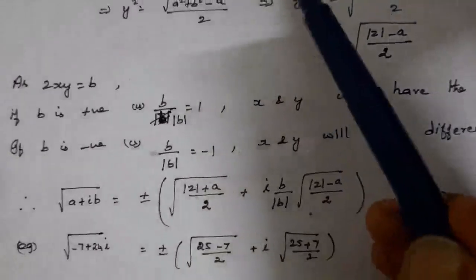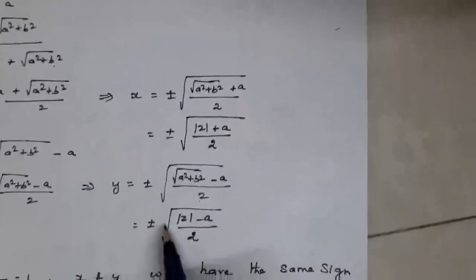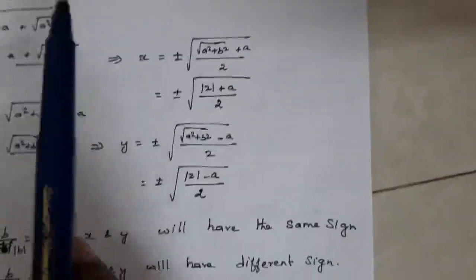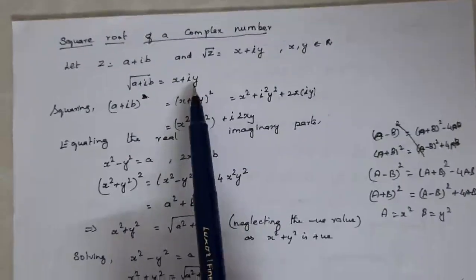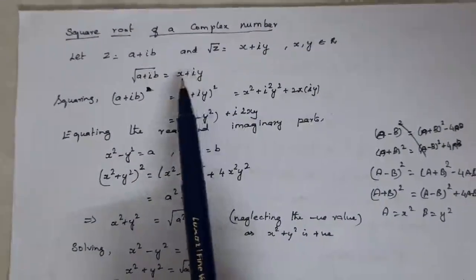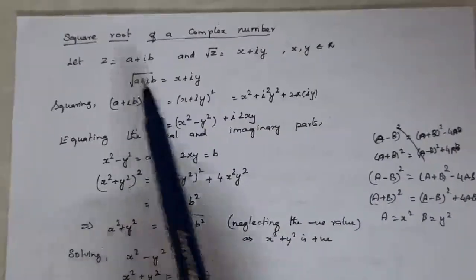Now, here we have x with plus or minus 2 values and y with 2 values. So how to get the proper value of the square root of z when x takes 2 values and y takes 2 values? How to arrange it properly? How to get the very exact value of the square root?